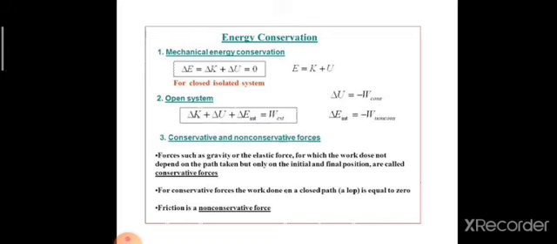So forces such as gravity or the elastic force, for which work does not depend on the path taken but only on the initial and final positions, are called conservative forces. For conservative forces, work done on a closed path is equivalent to 0. Friction is an example of a non-conservative force.